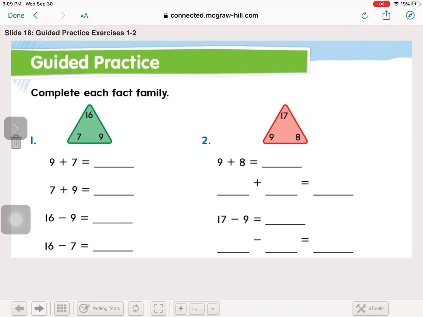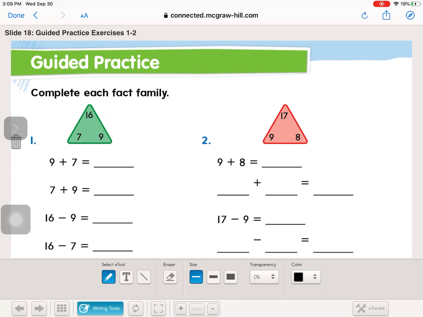So let's look at some fact families here. Again, we've got part plus part, 7 plus 9, or 9 plus 7 equals 16. And then when we flip that around, we've got 9 plus 7 equals 16. And then we can put our whole at the front and take away 9. We are left with 7. Start with 16, take away 7, and you end up with 9.